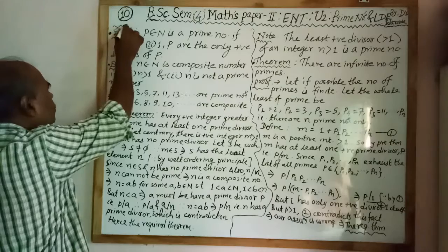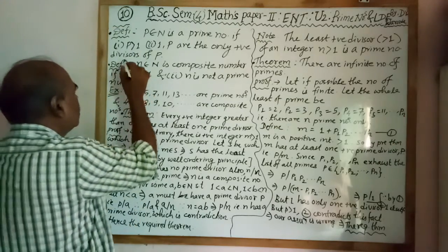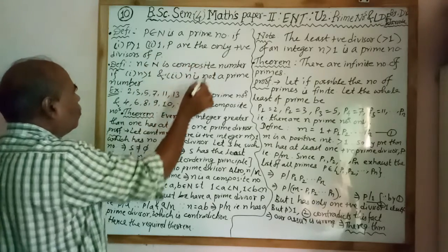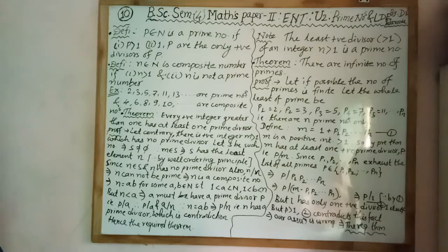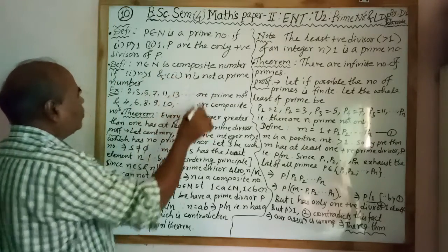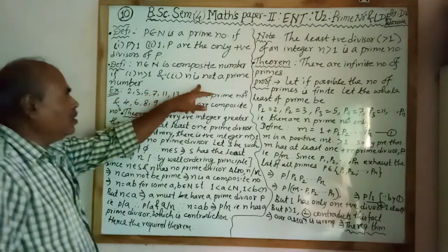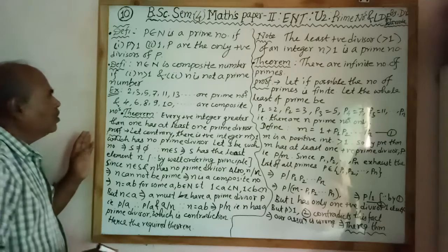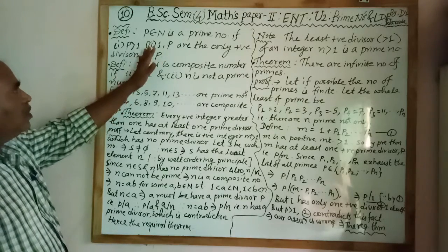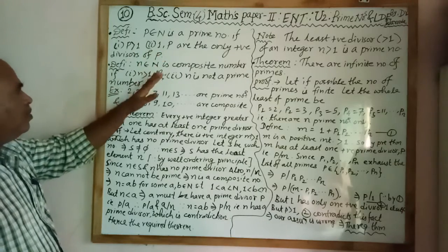First definition: let P belong to N. P is a prime number if P is greater than 1 and 1 and P are the only positive divisors of P. Second definition: N belonging to N is a composite number if N is greater than 1 and N is not a prime number. You know, the divisors of a prime number are only 1 and itself.